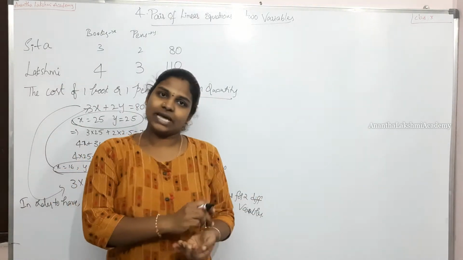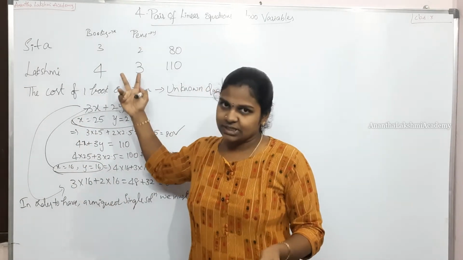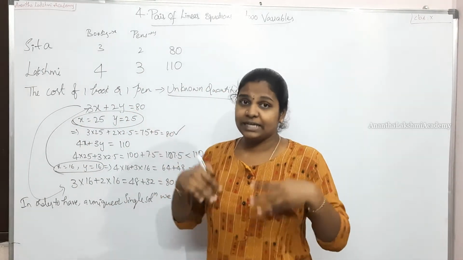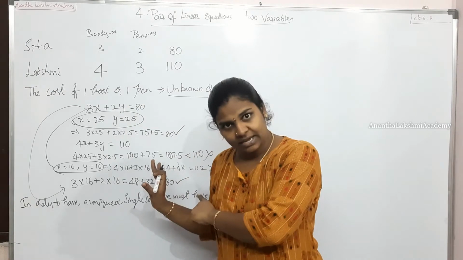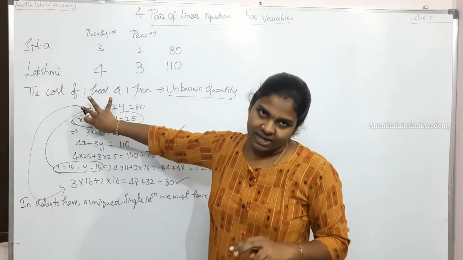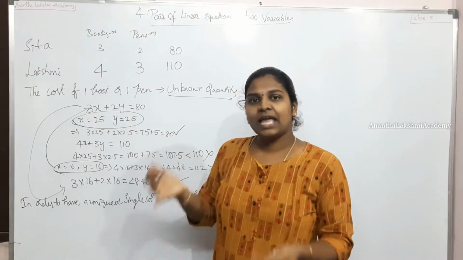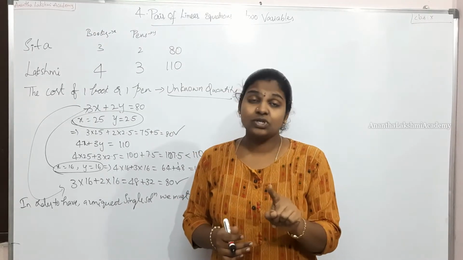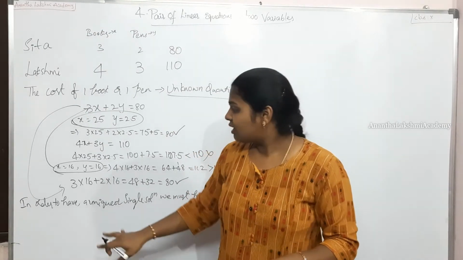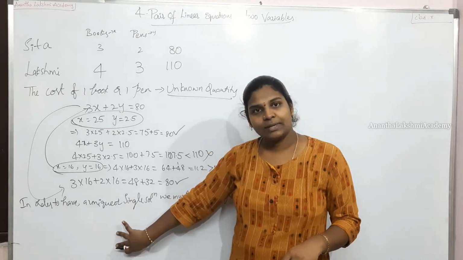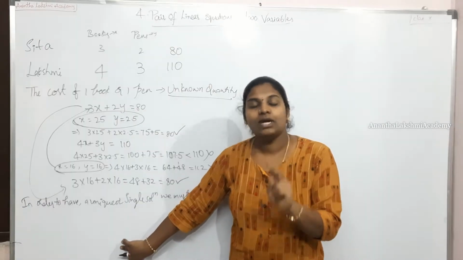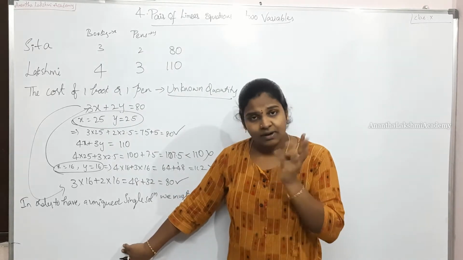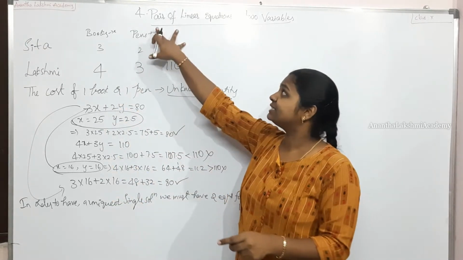Now that we took the examples of equations wherein we were able to figure out multiple solutions if we consider one equation, for that purpose, in order to get one unique solution for the 2 variables, we need to at least have 2 equations. We must have 2 equations. That is what our title says.